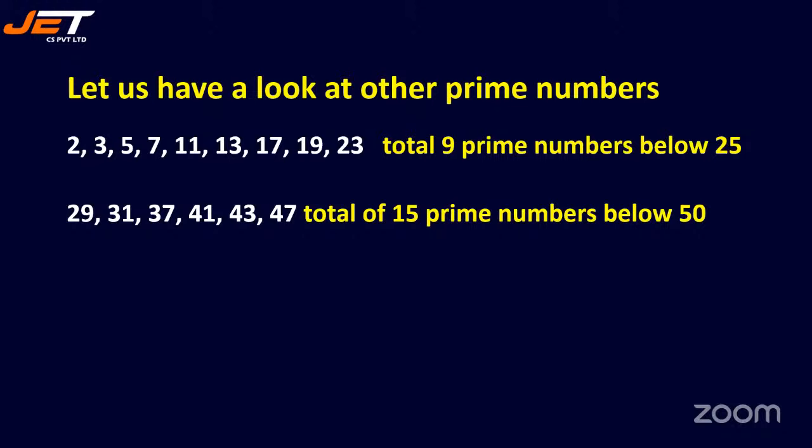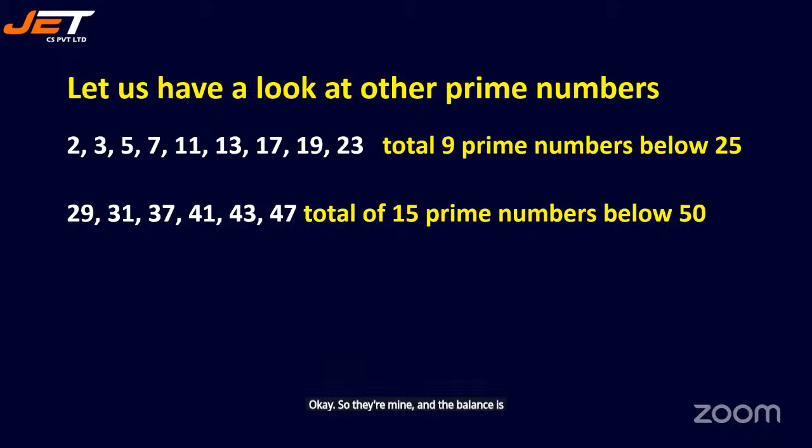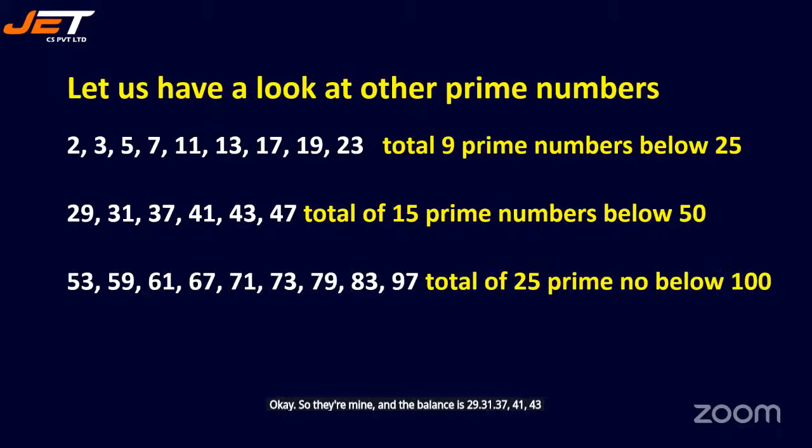So you need to remember all these. Total 9 prime numbers below 25, and total 15 prime numbers below 50. The balance is 29, 31, 37, 41, 43, 47. Next we have 53, 59, 61, 67, 71, 73, 79, 83, 89, 97. So totally we have 25 prime numbers below 100.